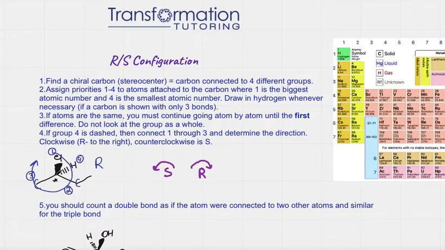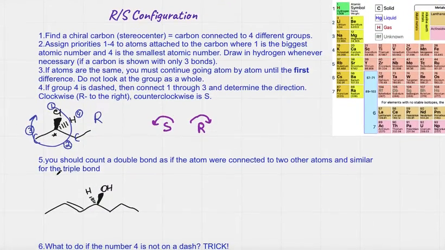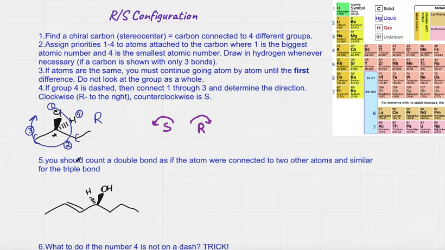Let's go ahead and look at what happens if we have double or triple bonds and how to differentiate between them. So, the fifth point that I made is you should count a double bond as if the atom were connected to 2 other atoms, and we do the same thing for the triple bond, just with 3 other atoms. So if I have, for example, a C double bond C, it's the same as saying that that carbon is attached to 2 carbons. If I had, for example, a C double bond O, it would be the same as saying that carbon is attached to 2 oxygen atoms.